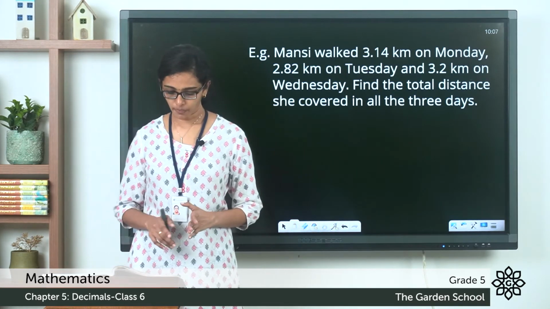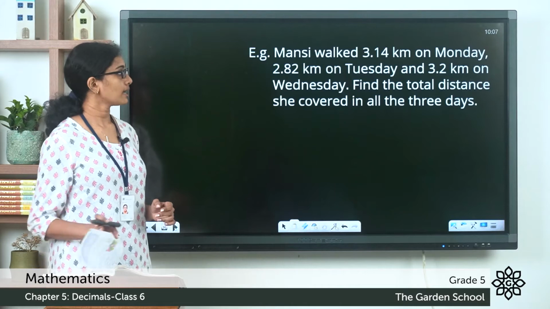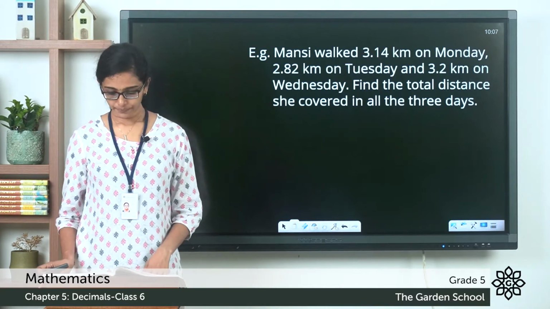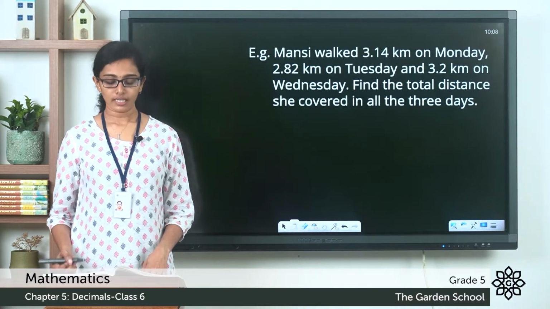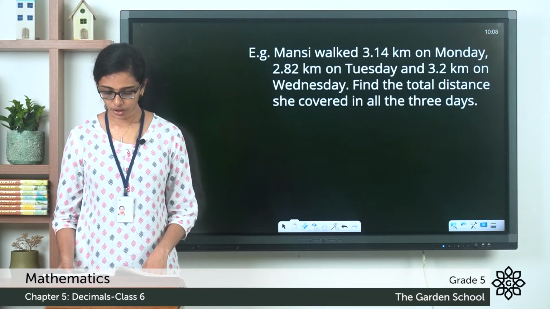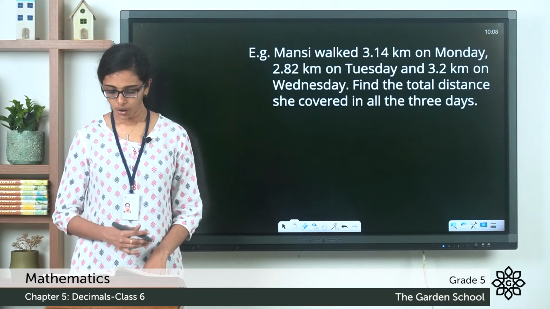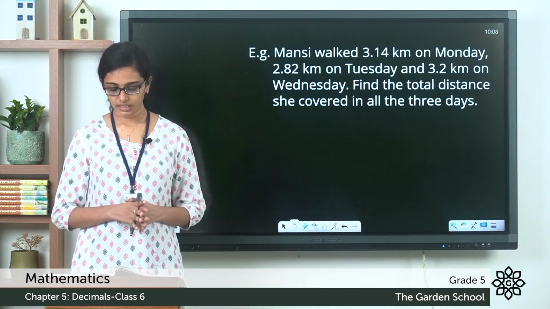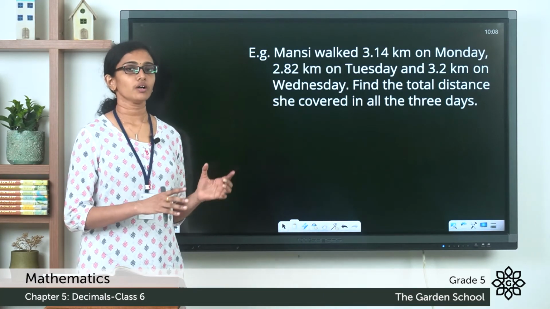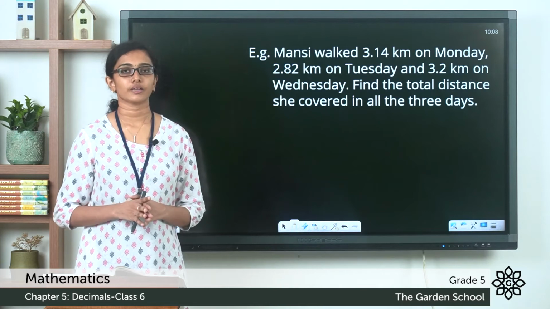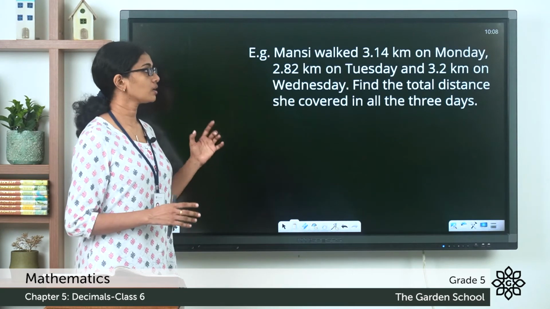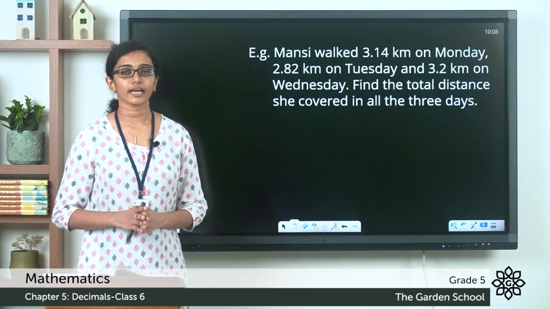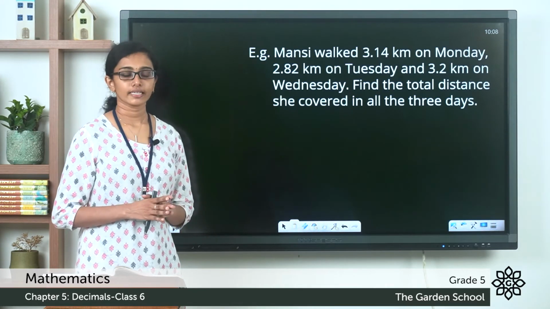Mansi walked 3.14 km on Monday, 2.82 km on Tuesday and 3.2 km on Wednesday. Find the total distance she covered in all the 3 days. So what is given in the question? 3 distances that Mansi covered, each on Monday, Tuesday and Wednesday. You are asked to find out the total distance that she covered in all the 3 days together. So let's write the steps.